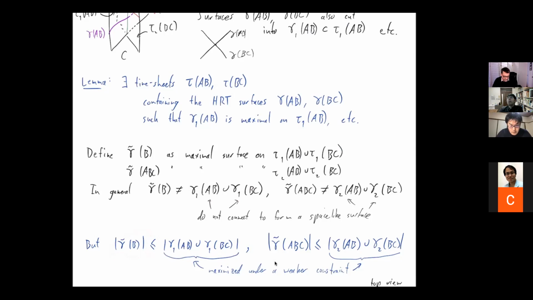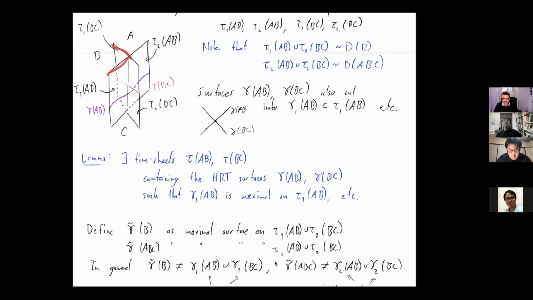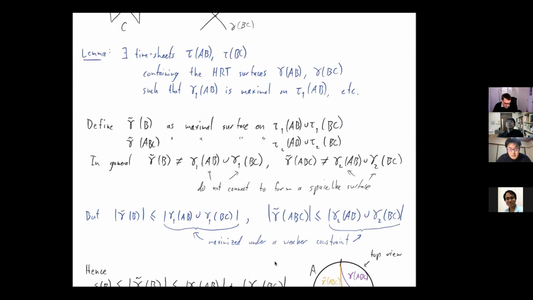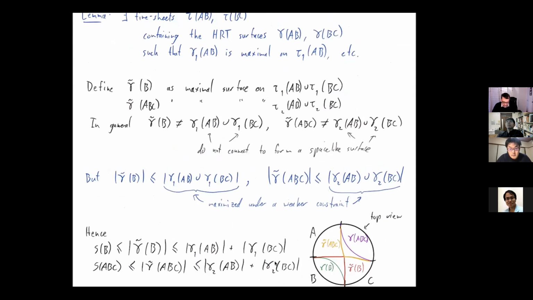Then, meanwhile, this is not the actual HRT surface for B because it's lying on this crazy timesheet, which is made by gluing this timesheet to this timesheet. So this is not the actual B timesheet. So I have another inequality, which says that the real timesheet, so this is a top-down view. So here's the AB timesheet, here's the BC timesheet. I've re-glued them to make this red timesheet. It's not the real one for B, but it's homologous to B.